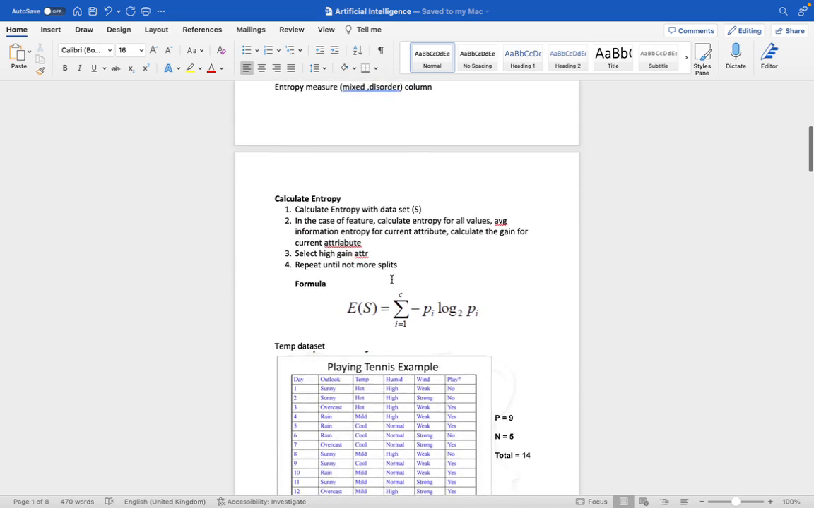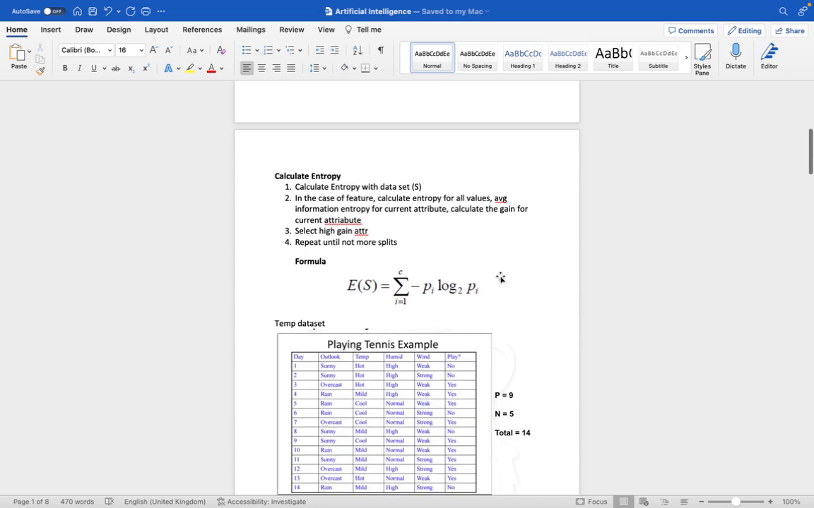So how can we calculate the entropy? There is one basic formula: E of S equals the sum, with i equal to 1 to c, of minus p_i log 2 p_i. To calculate the entropy, S means the data set. Data set is a concept in machine learning, and it could be anything. It could be your Excel file, your database, or your collection of images. So we calculate the entropy for the data set S.